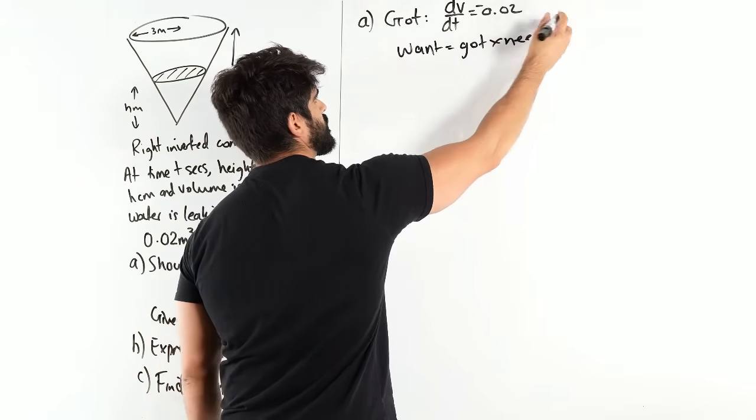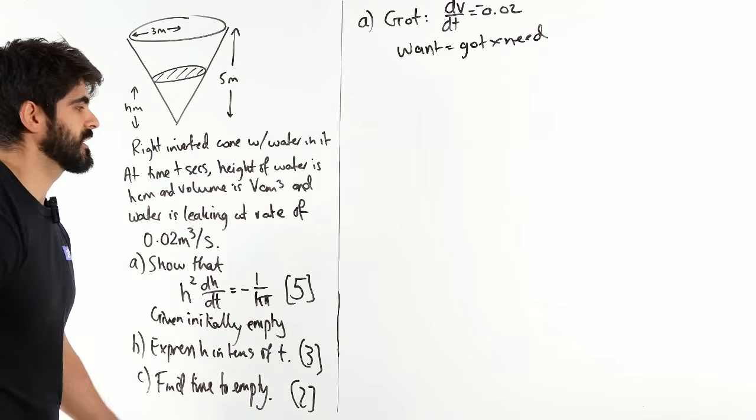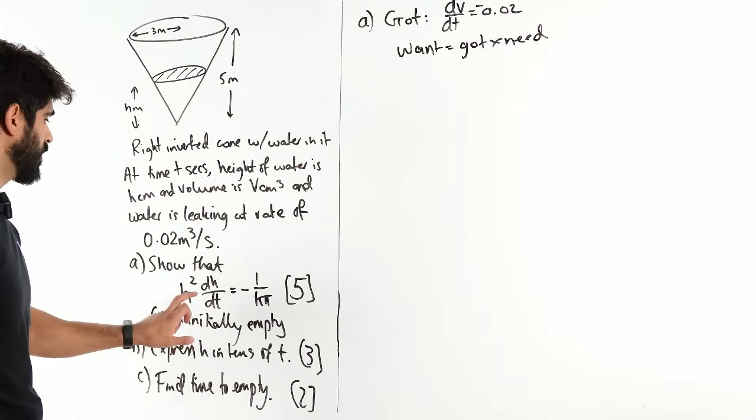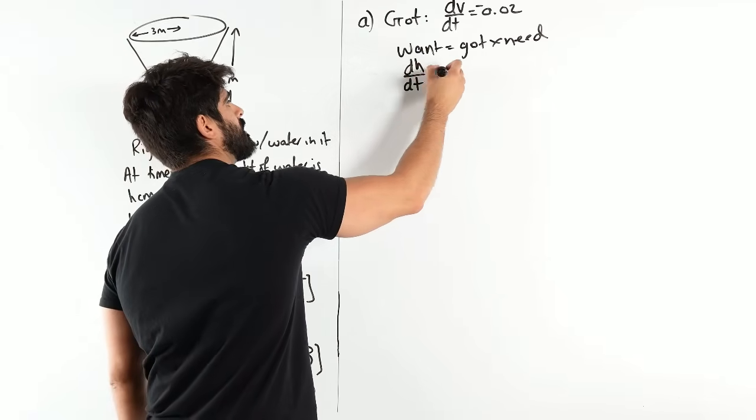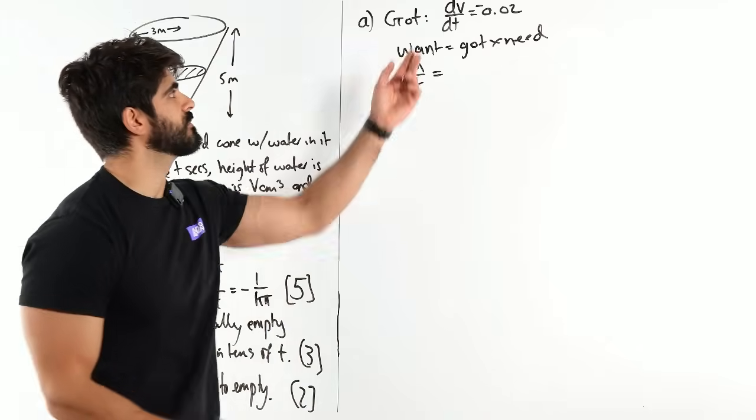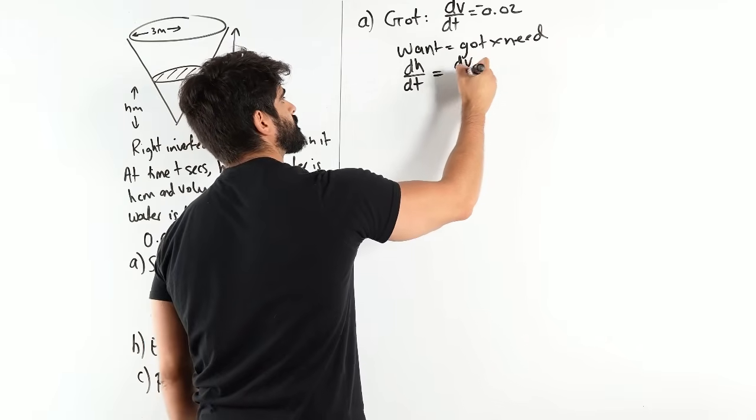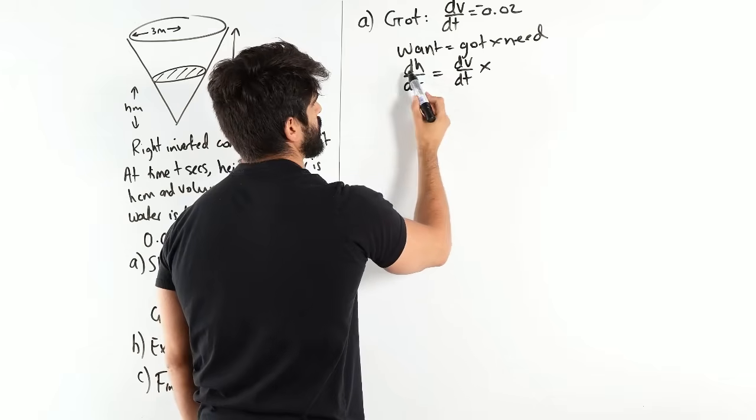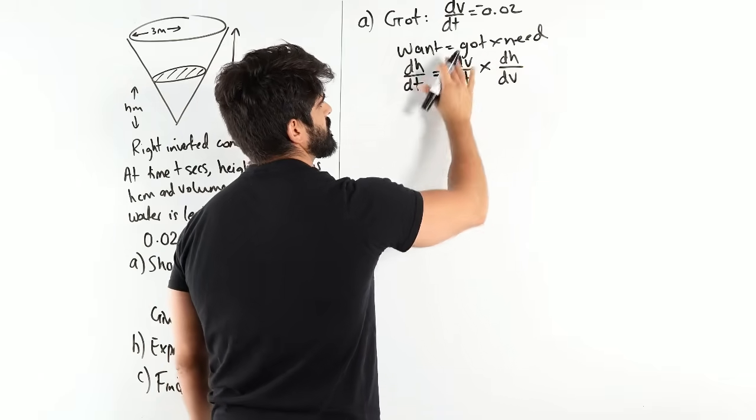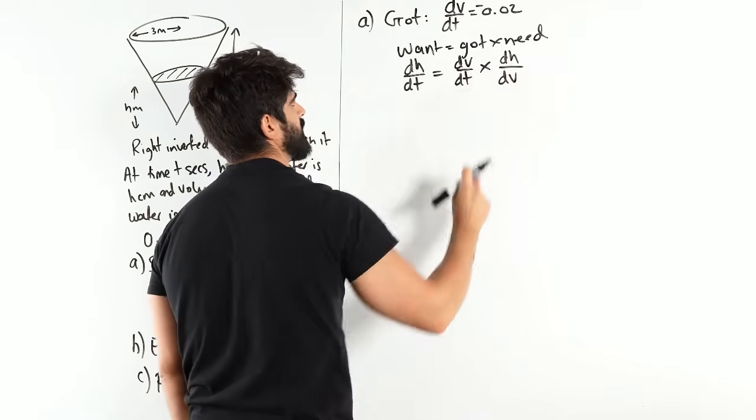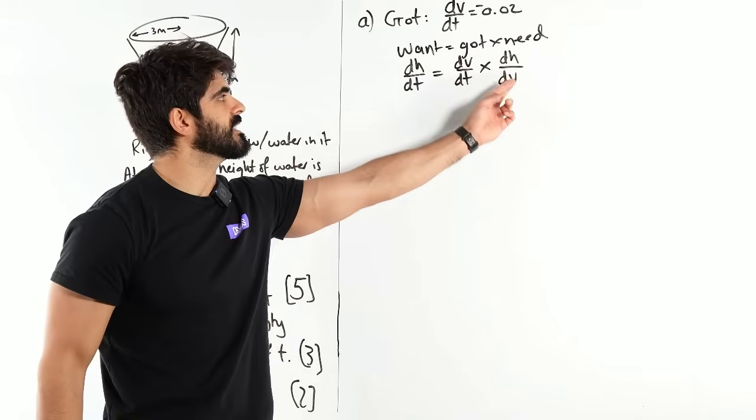Now my main course students use this all the time. This is like second nature to them. We want dH by dt. That's what they want us to show, right? What have we got? Well, we've got dV by dt. So what do we need? Well, we need dH, and we need to cancel out the dV. So this balances to dH by dt. Now, where are we going to get dH by dV?